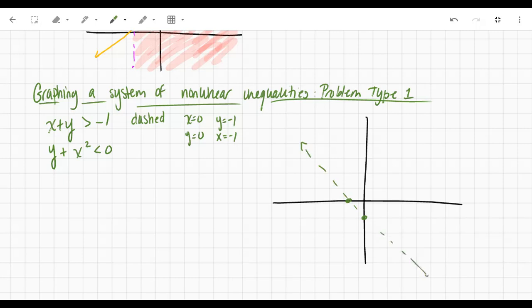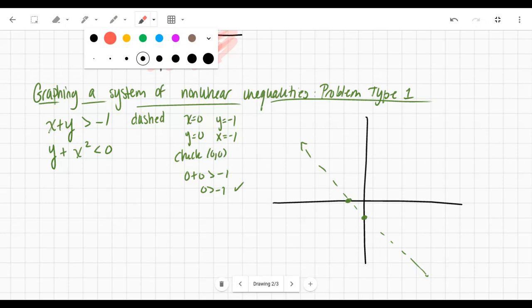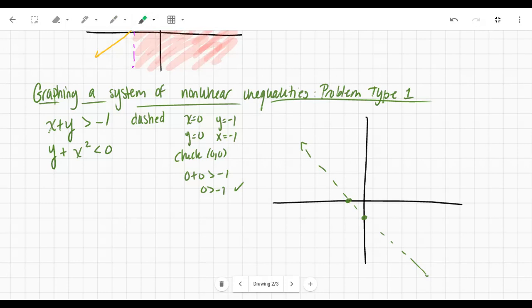Okay, and then we would check (0, 0). So 0 plus 0 greater than negative 1. 0 is greater than negative 1. So I would graph the half plane that contains (0, 0). Okay, so that's where I would shade.